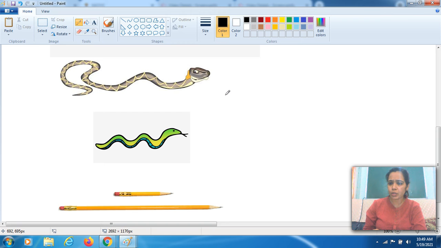Snakes are standing in position. Snakes खड़े होते हैं, no. Snakes are always lying on the floor, है ना. ऐसे snakes चलते हैं ना. So they all are lying on the floor. So tell me, which snake is long and which one is short? The first one is long and the second one is short.